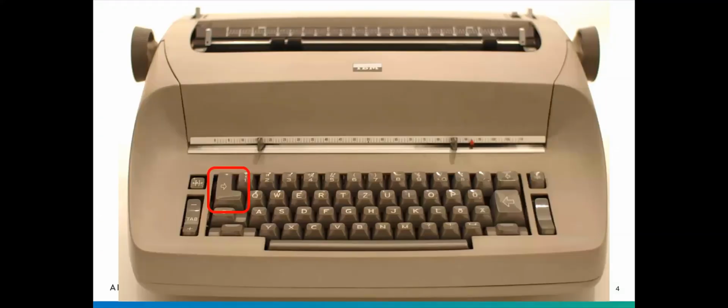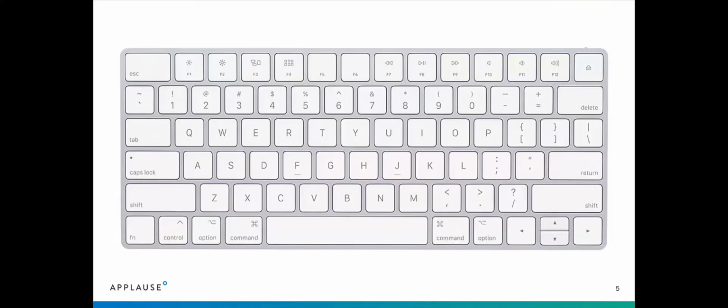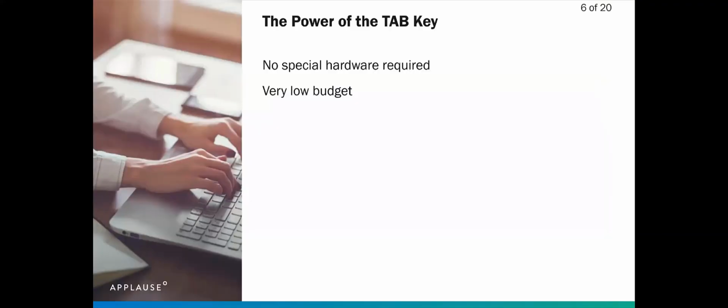If we move a little bit forward into the 70s and get an IBM, I think it was a Selectric typewriter, so it's an electronic typewriter, the tab key moved over to the left side of the keyboard. So at some point, tab moved from the right to the left. I'm not sure why. That would be kind of interesting to research. And then, of course, on our modern day keyboards, the tab key is over on the left side of the keyboard. So why do I want to talk about the tab key and why is this little key so powerful?